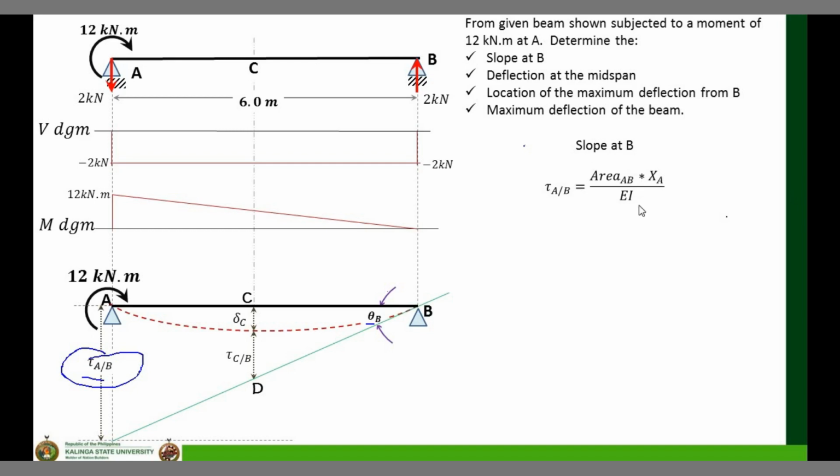So, how do I get this area from A to B? We're going to use your moment diagram. So, the area from A to B, yung dito sa may moment diagram, that is a triangle. So, if I'm going to get the area of the triangle that is equal to 1 over 2 of my base 6 and my height is 12. But what is this XA? Paano ko nakuha itong 2 na ito?